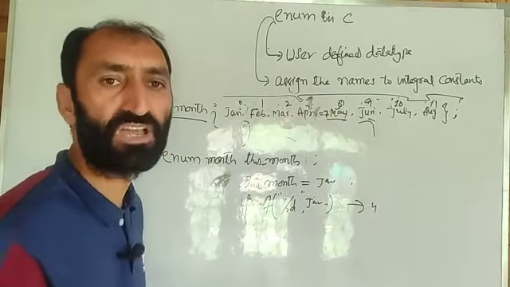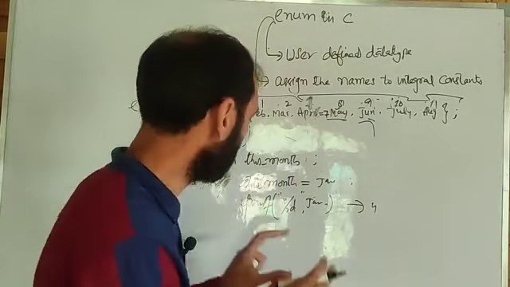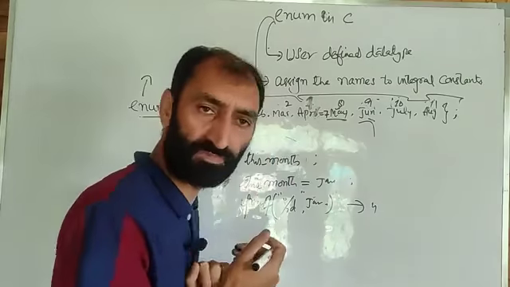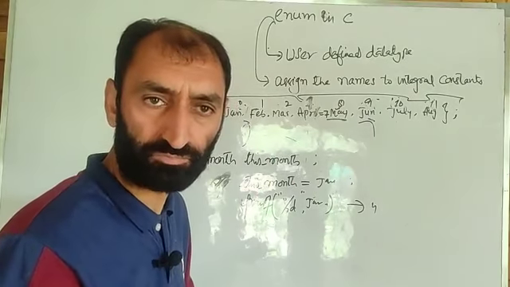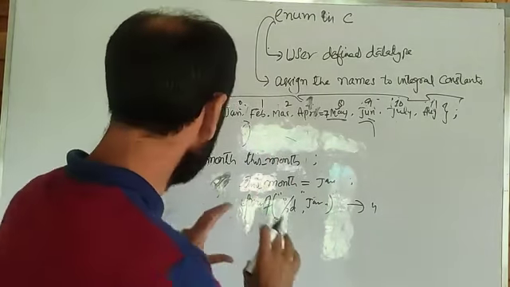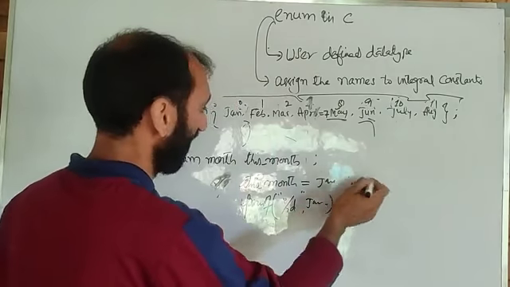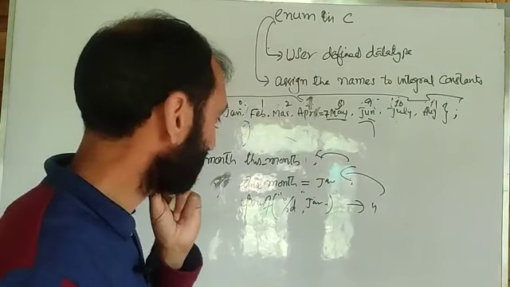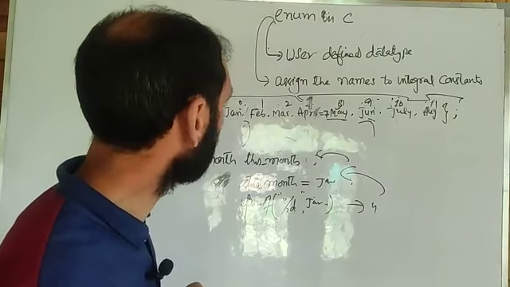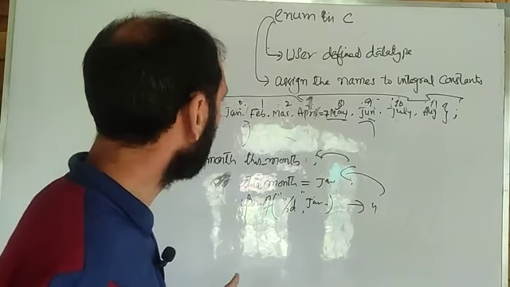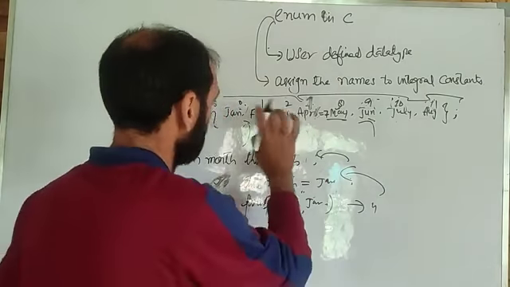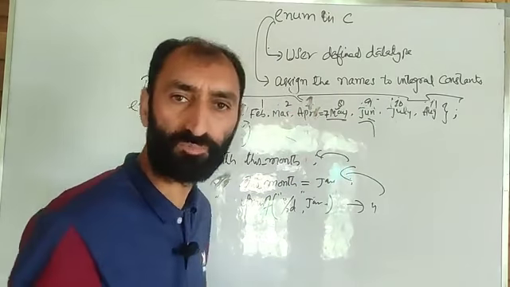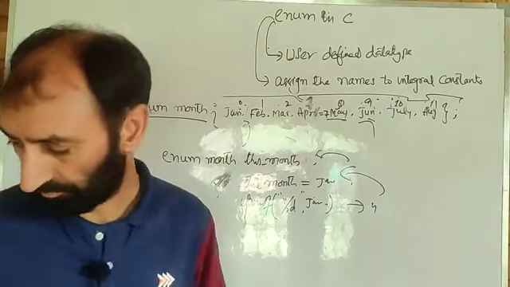That means we can change the ordering. We can access these elements in any order. We can change the order. Okay, I hope now that you have understood how to assign the values to this enum data type, so that we can assign the values as per our programming requirement.